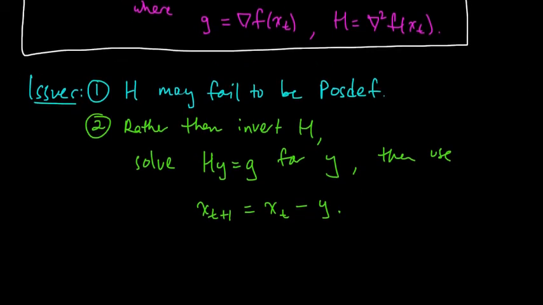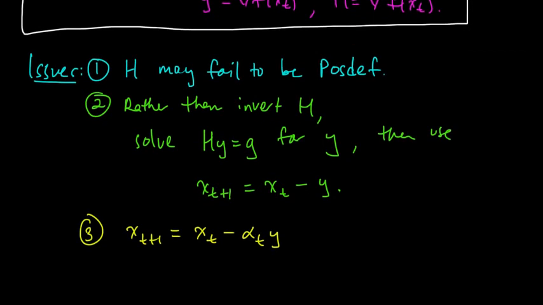And one last thing to mention here is that oftentimes people modify this to use xt plus 1 equals xt minus some rate parameter alpha t times h inverse g, or times y, in both cases. You would choose alpha t to be some, say, small positive number, and this is like your step size. So this gives you more control over the rate that it's converging at. So that's Newton's method for optimization.